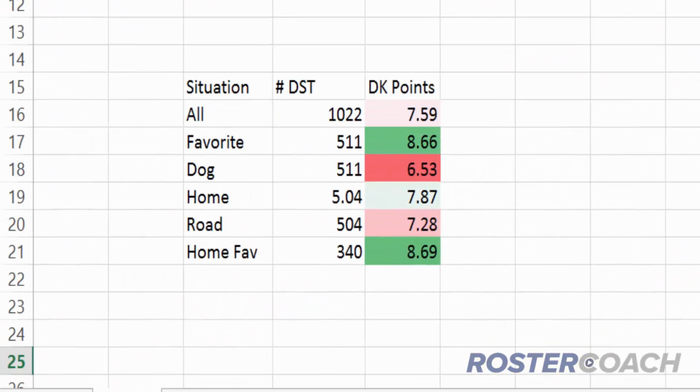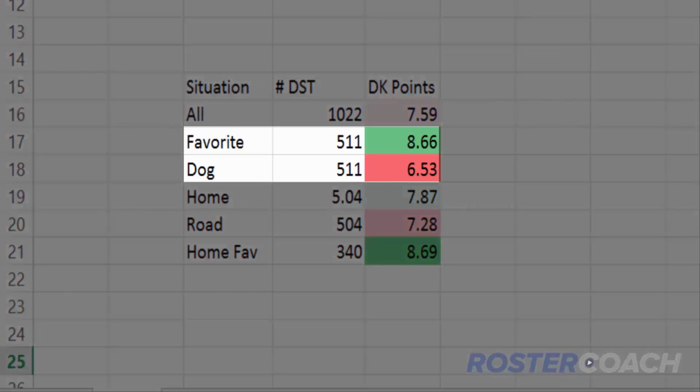This last table on the bottom left just reinforces these ideas, but I also think it brings up some interesting things that you're going to see written about most weeks by DFS touts. If you look, the average amount of points scored over the last 2 seasons for a DST was 7.59 DK points. And we can see again right below, there's obviously a huge disparity between being the favorite in a game and being an underdog.